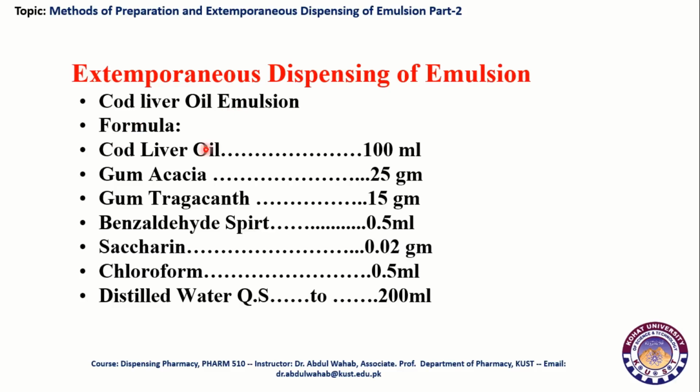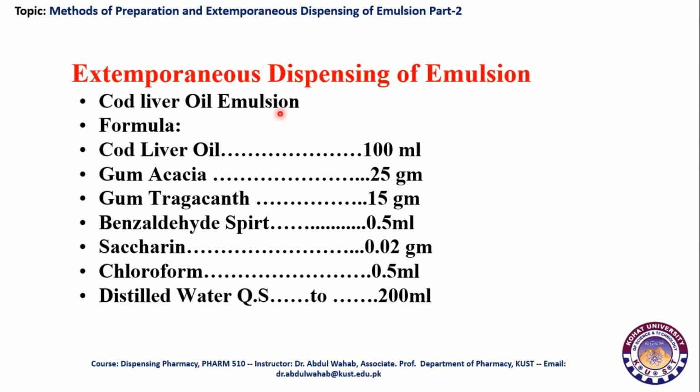So as you can see in this formula: cod liver oil 100 ml, gum acacia 25 gram, gum tragacanth 15 gram, benzaldehyde spirit 0.5 ml, saccharine 0.02 gram, chloroform 0.5 ml, distilled water sufficient quantity to make the final volume 200 ml. So these are the different ingredients which are used in the preparation of cod liver oil emulsion.